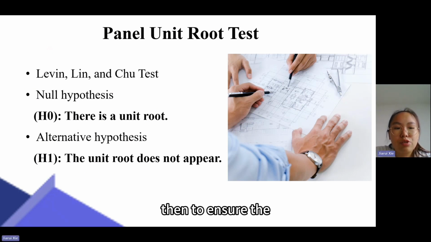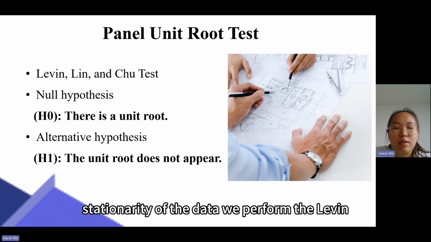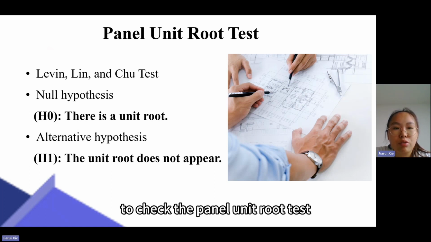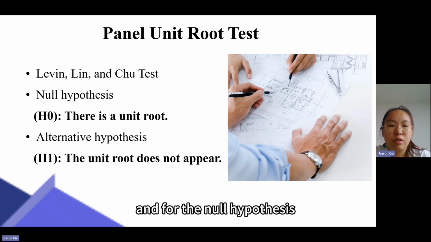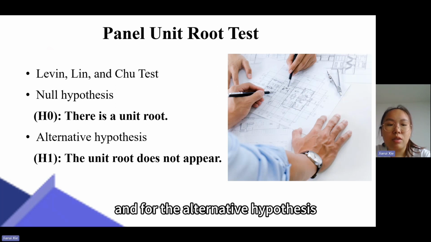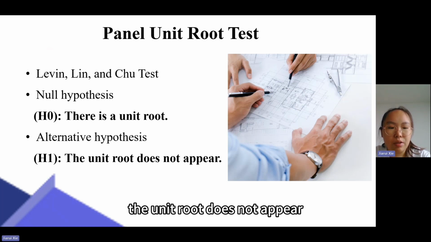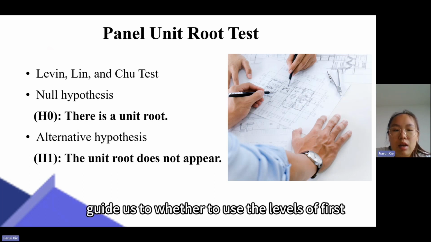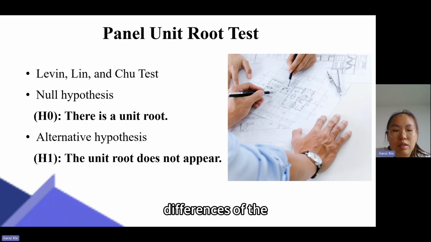Then, to ensure the stationarity of the data, we perform the Levin, Lin, and Chu test to check the panel unit root. For the null hypothesis, there is a unit root, and for the alternative hypothesis, the unit root does not appear. The test results guide us on whether to use the levels or first differences of the variables in our model.